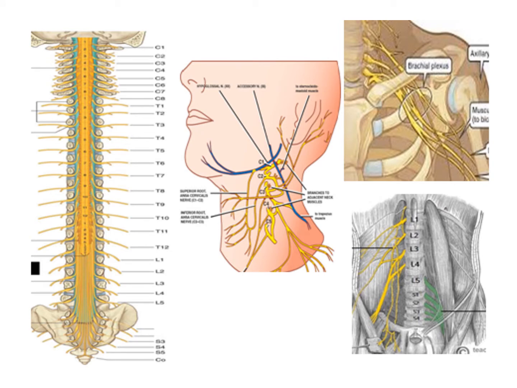In this you can see that there are 31 pairs of spinal nerves, of which there are 8 cervical, then the 12 thoracic, then the 5 lumbar and the 5 sacral and 1 coccygeal spinal nerve. There are several plexuses you already know by now. One is the cervical plexus formed by the cervical spinal nerves. This plexus will supply the head and neck region.